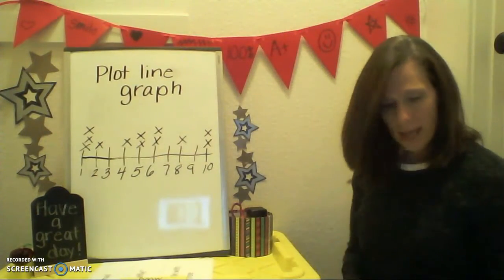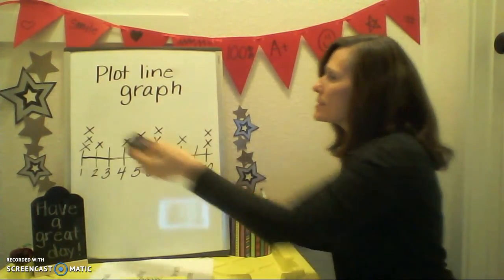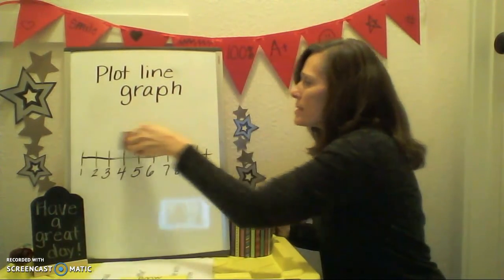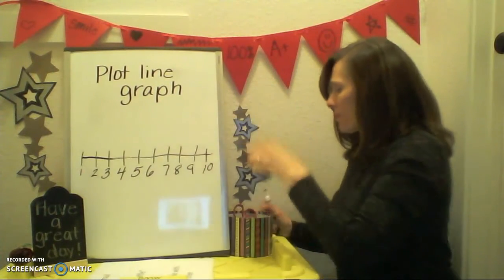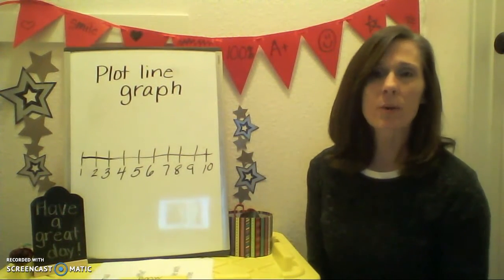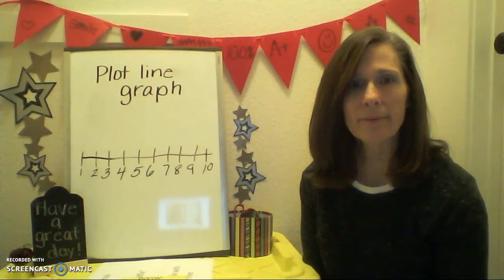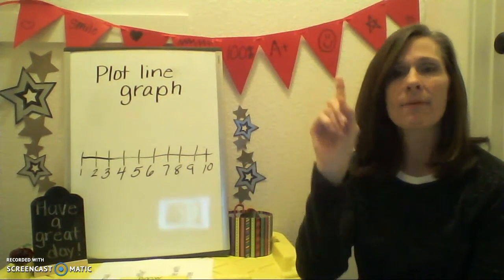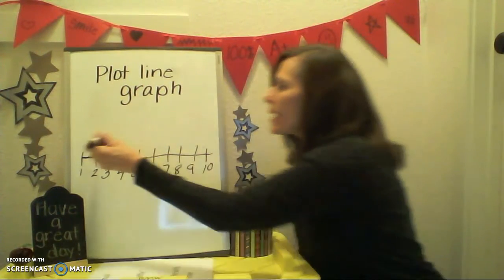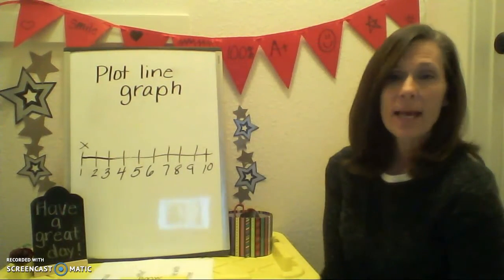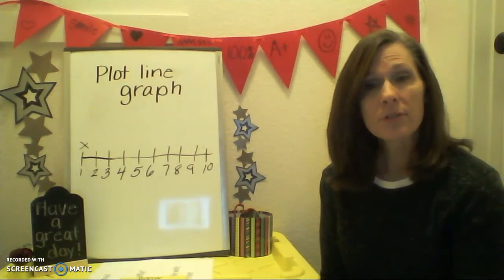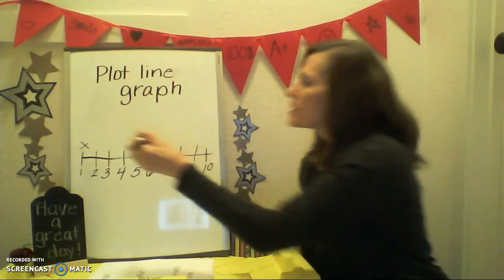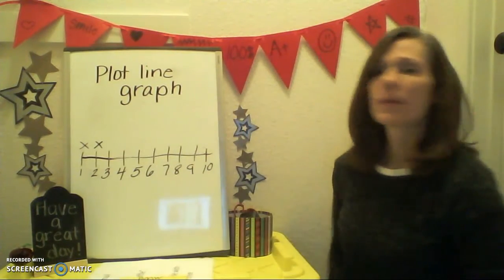All right, but let's go ahead and do another one. Let's say that our question is not how many inches on our plotline graph. Let's say our question is how many brothers and sisters do you have? Okay, so if you were going to ask me how many brothers and sisters I have, I would say I have 1 brother. So I would put my X over number 1. Okay, but if I asked my daughter Rachel, how many brothers or sisters do you have? She would say 2, right? Because she has 2 brothers. So we would put an X over the number 2.